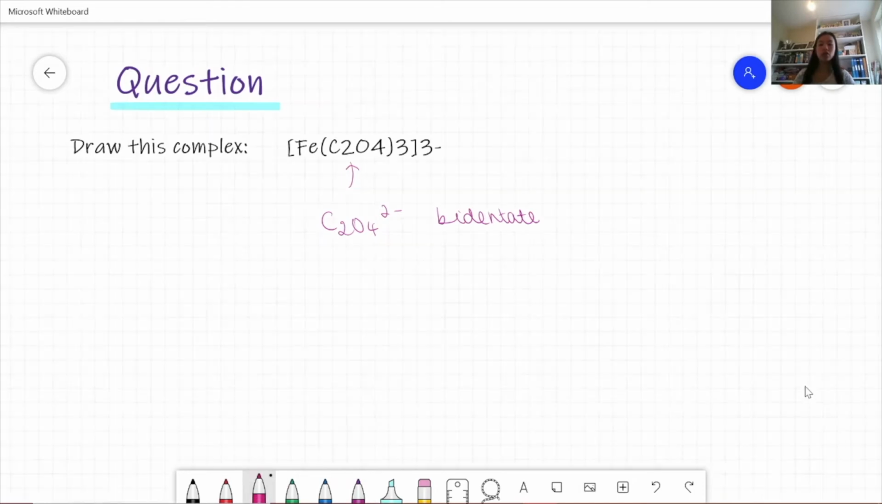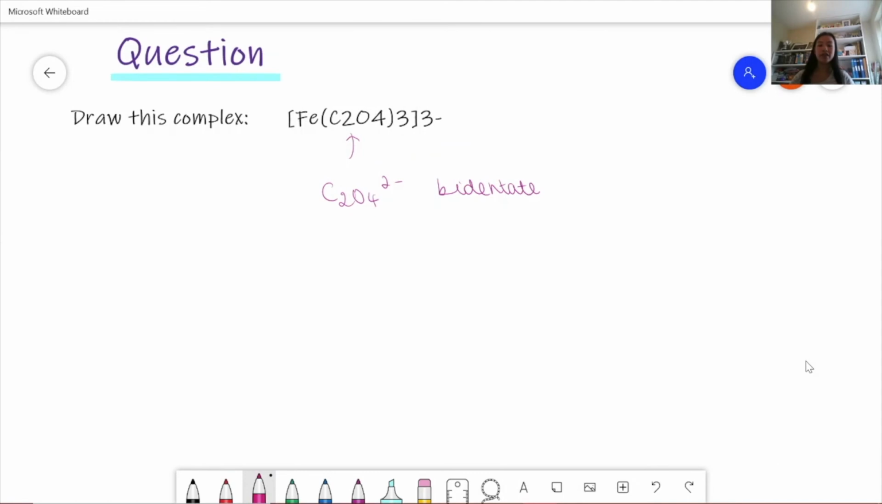So we always start off drawing the metal ion first because it's easier. So we have Fe. And then now we think about it. So we've got 3 of these ethanedioates, but they're all bidentate. And that means that 6 coordinate bonds will be formed with this iron 3+. And that means that it'll be an octahedral shape. So we can start to form our octahedral structure. So I'll actually draw the bonds first and then the electrons.